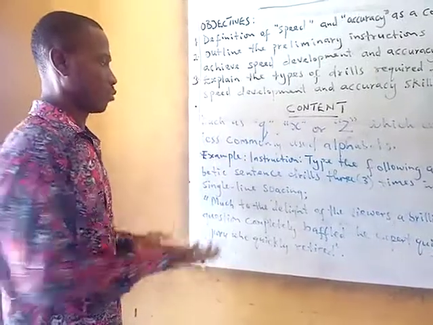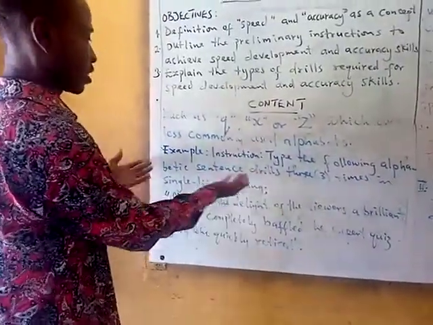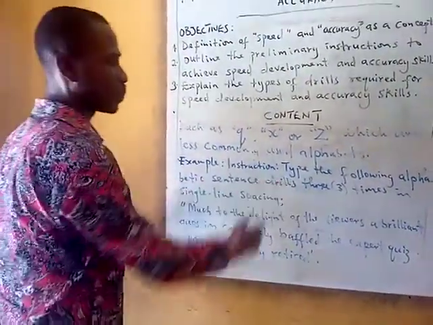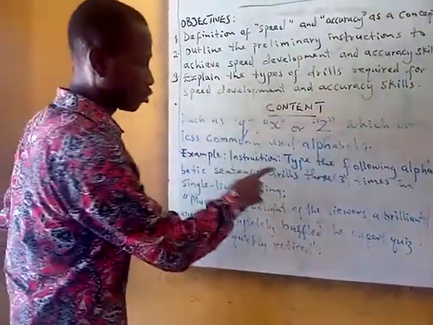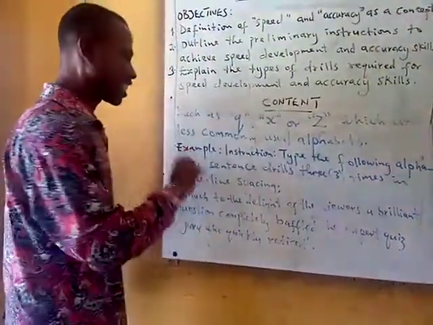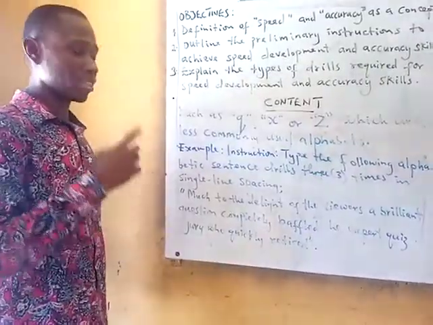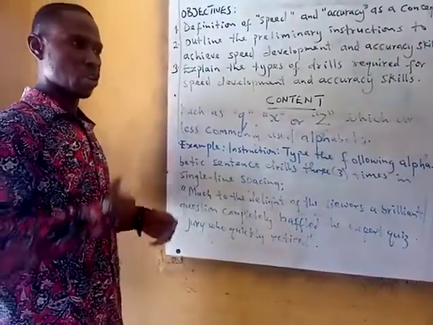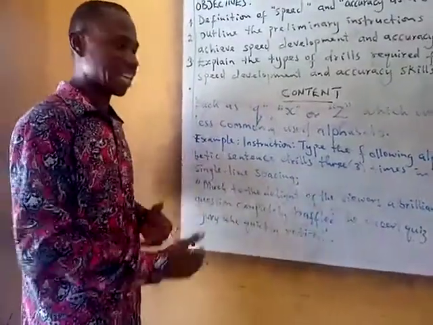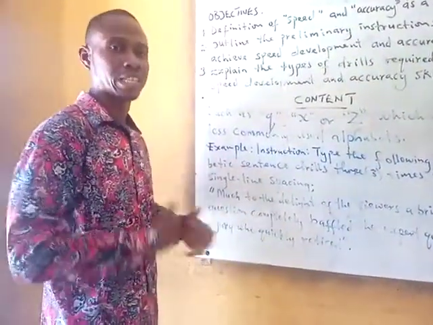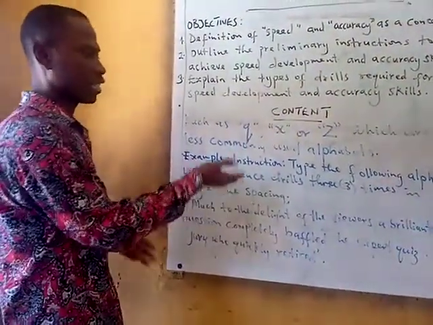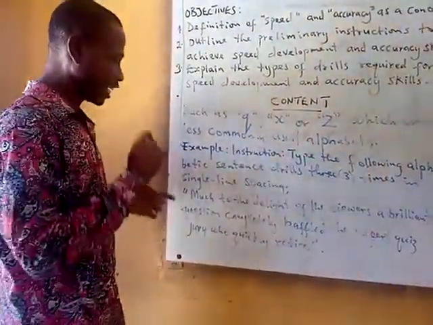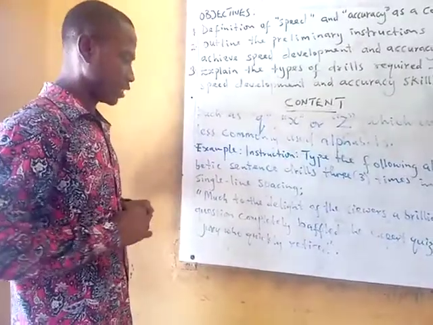So for example, let's look at this exercise. The instruction says: type the following alphabetic sentence drills 3 times in single line spacing. Mind you, I told you that a drill simply means when a teacher trains a student by doing something repeatedly. So here we should type the following alphabetic sentence drills 3 times in single line spacing.